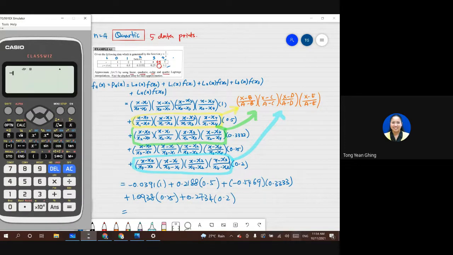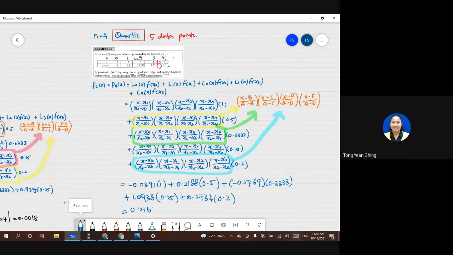So calculate all of that. Negative 0.0391 times 1 plus 0.2188 times 0.5 plus negative 0.5469 times 0.3333 plus 1.0938 times 0.25 plus 0.2734 times 0.2. So we get 0.2162.